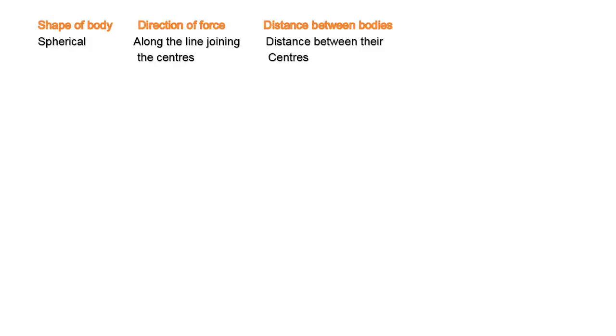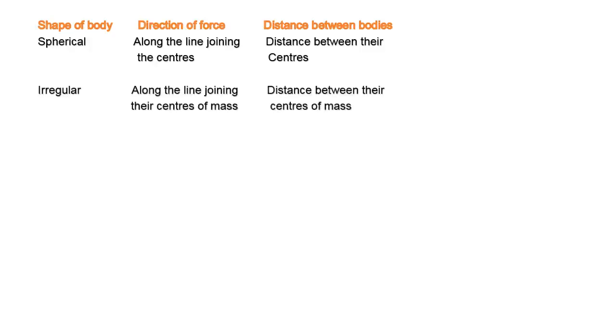Again, you have seen in the earlier slide the line which is shown down, but it is shown from the center only, meaning whenever the body is spherical, you are going to consider the distance between their centers and the line joining the centers. But when the body is irregular, where is the direction of force? So it is along the line joining their centers of mass. Okay, the force will be acting along the line joining the centers of mass, and the distance is also taken between their centers of mass.